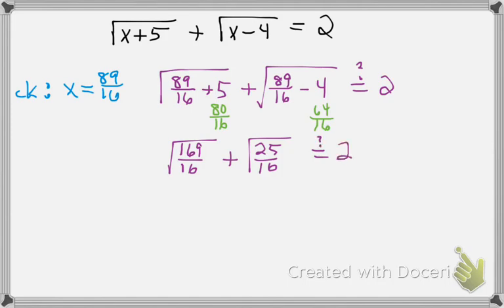And those all happen to be perfect squares. The only one you might not recognize is 169, but that happens to be 13 squared. So that would be 13 fourths plus 5 fourths. And we are just hoping for that to be 2. There is a common denominator, so you can add it. That winds up being 18 fourths, which is, well, not a whole number, so it's not 2.